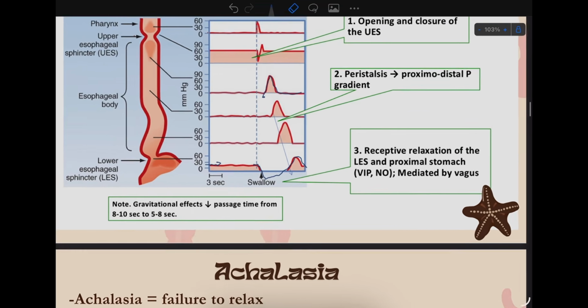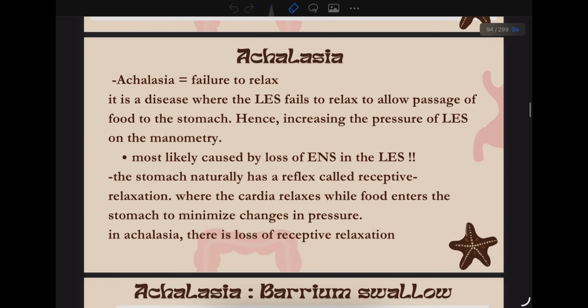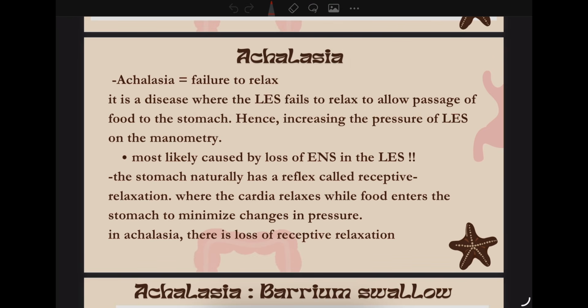Why are we discussing that? Because you will see in diseases, this esophageal manometry that makes sense becomes very weird, okay? And you can diagnose diseases from that. What are the diseases that we will discuss? First, let's start with achalasia.